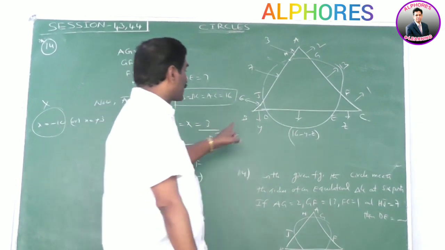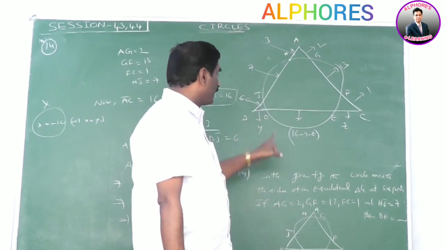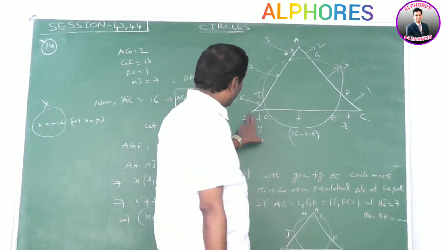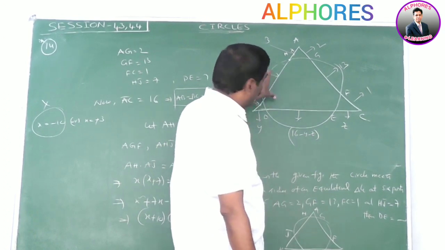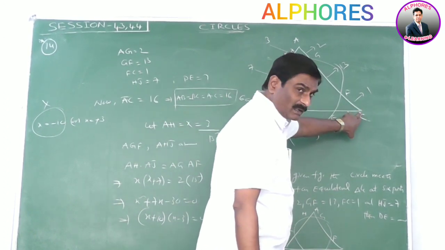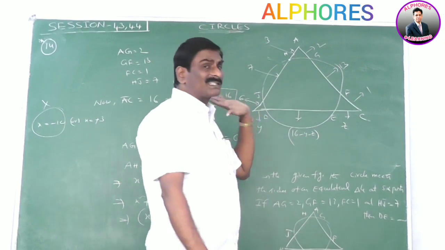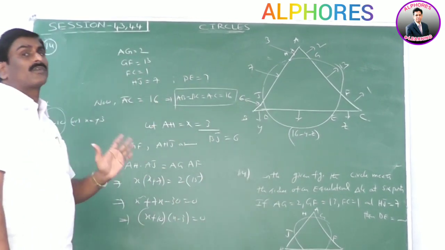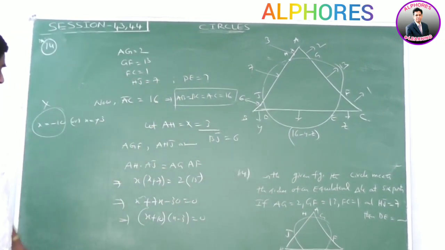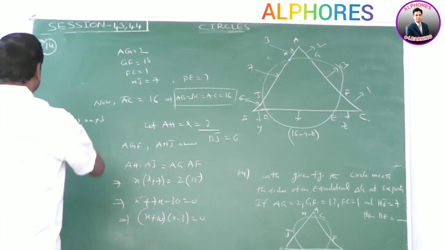In the same way, by using the property PA into PB is equal to PC into PD, we find two equations. By taking B as the exterior point, we get one equation. By taking C as the other point, we get another equation. Two unknown values, two equations. By solving, we find the values of y and z. Please note these values. Next condition.